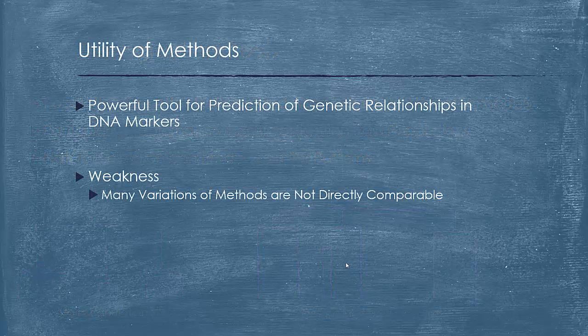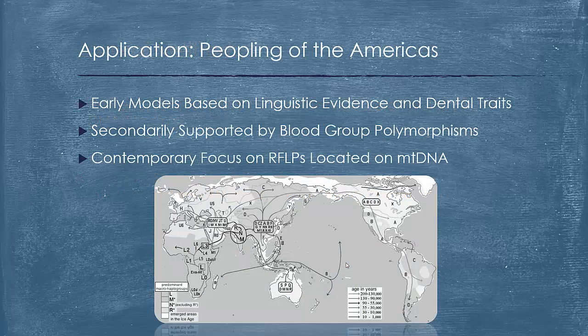So we need to then discuss what is the utility of using these methods. So overall, it's a powerful tool for the prediction of genetic relationships when investigating DNA markers. However, there are some weaknesses. Many variations on these methods of analysis are not directly comparable. So what this means is that differences between assuming a static population size versus one that used a dynamic population size creates widely different results, meaning that studies that use one method cannot be compared to studies that use the other.